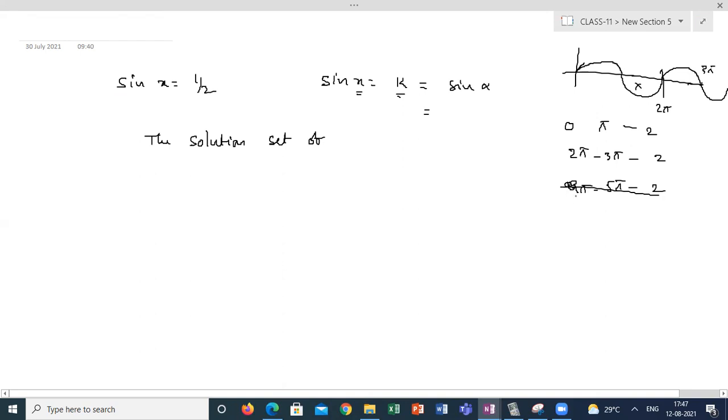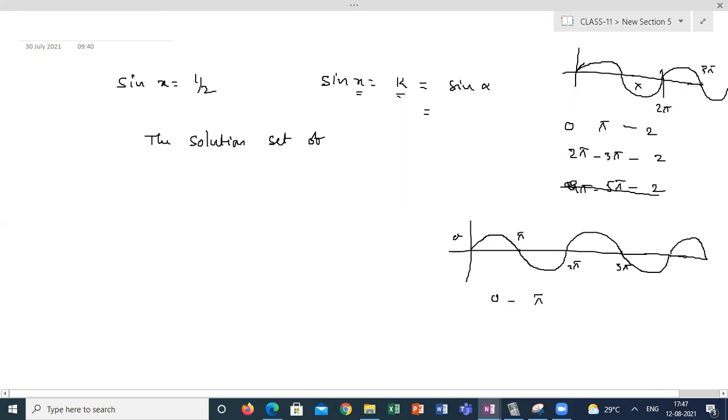3 pi to 4 pi is negative values now. See here: 0 to pi, pi to 2 pi. So from 0 to pi the value is coming because it is positive. Again, the next positive is coming when? 2 pi to 3 pi. So 3 pi to 4 pi, no values again. Again, 4 pi to 5 pi only is coming. Correct? So when you are getting 0 to pi, one value is alpha, another value is 180 minus alpha.